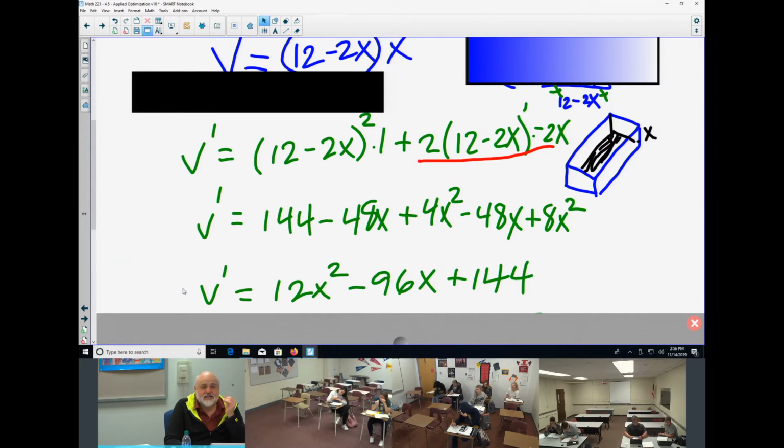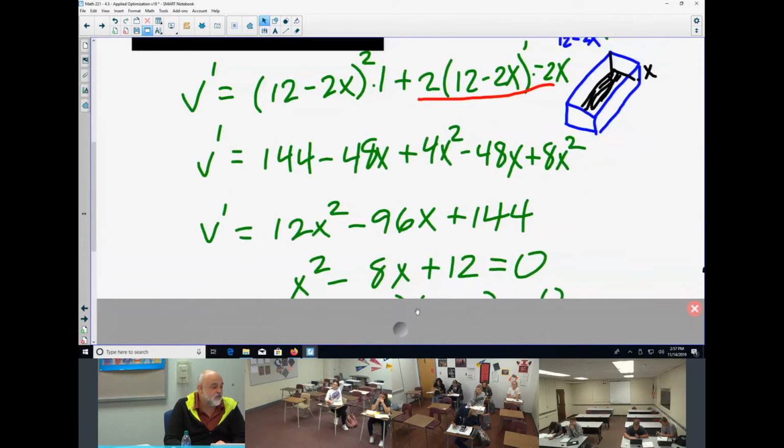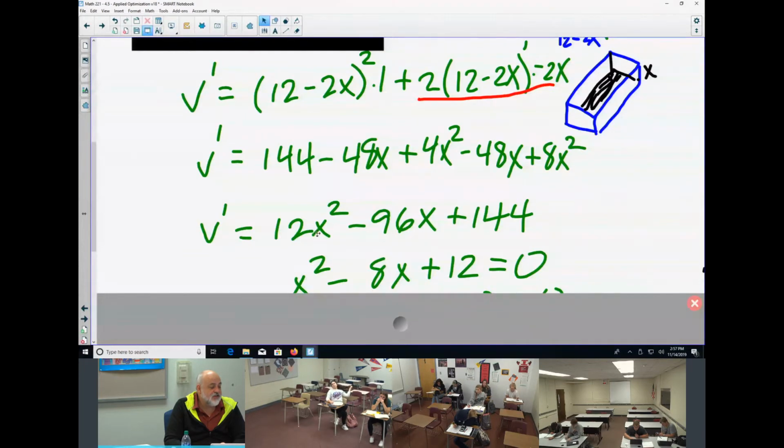Okay, now the max and the mins occur where the derivative is 0 or undefined. This is a polynomial. It's always defined. So really what we need to worry about here to get the max and min volume, in this case we want the max volume, is we've got the derivative, set it equal to 0 and solve. Okay? So now it's just an algebra problem. So the first thing I would do is divide each thing by 12 and then solve it. Okay, so I'll let you see if you can finish it out from here.